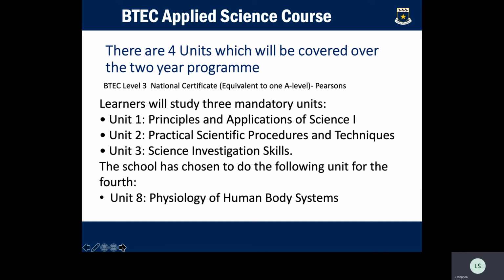Then the 4th unit is one that we're able to choose. So we've decided this year to choose Unit 8, the physiology of the human body systems, because we think it's a very interesting topic to do. Now, Unit 1 and Unit 2 are taught in Year 12 with a lot of practical work involved. And then Unit 3 and 8 are taught in Year 13. This is a BTEC Level 3 National Certificate. It's equivalent to 1 A-level, and it is run by Pearson.